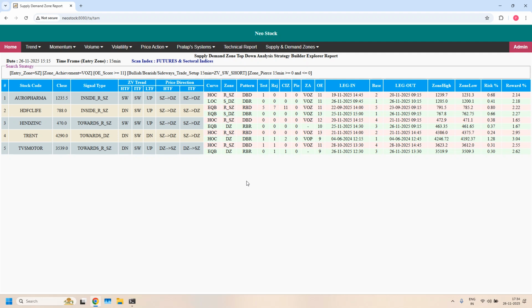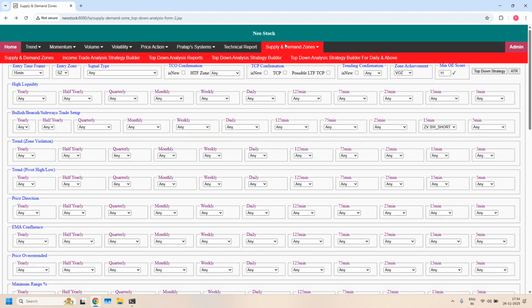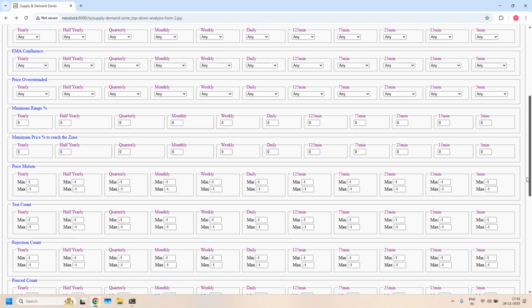Okay, next the sideways short trade setup. Entry time frame zones are 15 minutes supply zone. Bullish or bearish at 15 minutes, I am selecting bearish. Zone achievement should be violated opposing zone. Minimum order enhance score should be 12 and also the 15 minutes supply zone should not be pierced.